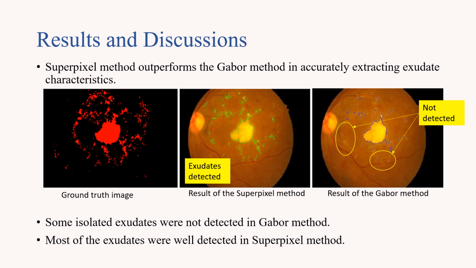As you can see in this image, we have the ground truth image, and then the result of the Superpixel method at the center, and the result of the Gabor method. The Superpixel method outperformed the Gabor method in accurately extracting exudate characteristics. Here, some isolated exudates were not detected in the Gabor method, while most of the exudates were well detected in the Superpixel method.